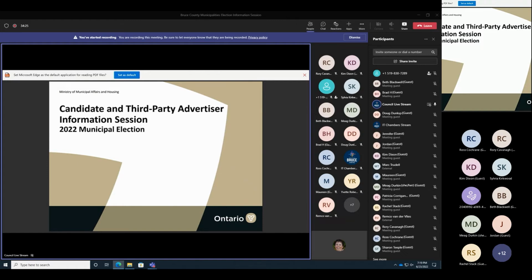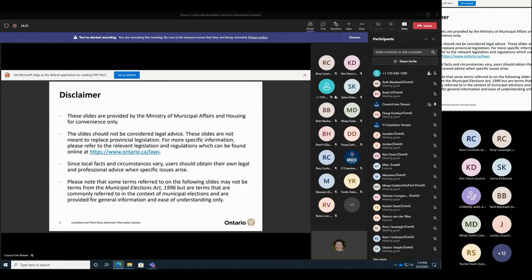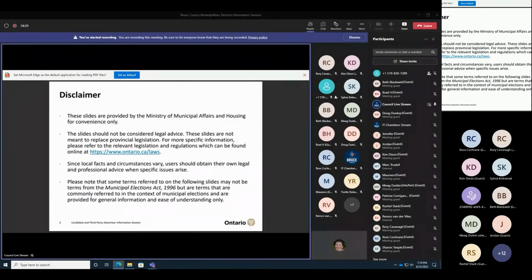These slides are meant to be a summary of some of the sections and should not be relied on for legal or official purposes. I do want to stress that we are not lawyers and that you should always consult the legislation and seek legal advice when necessary. We will not be able to cover every aspect of the municipal election, but hope that this provides you with a better understanding of the process and legislation and improves your comfort level.